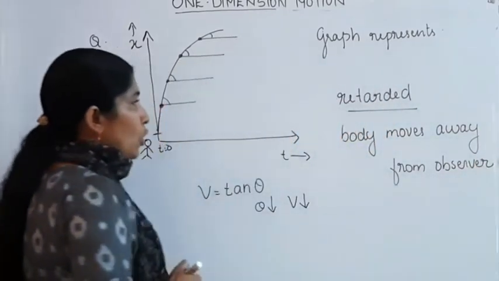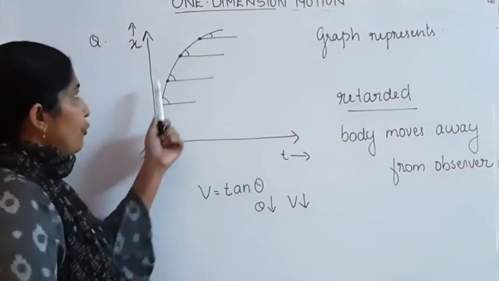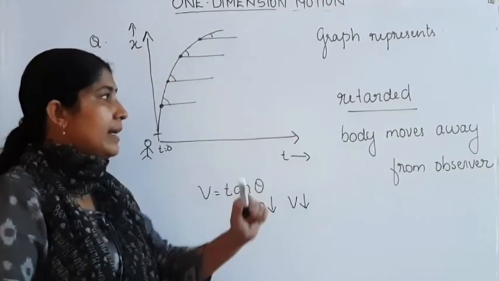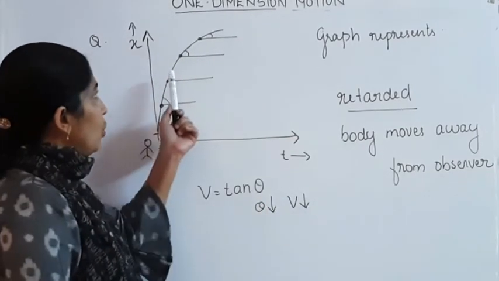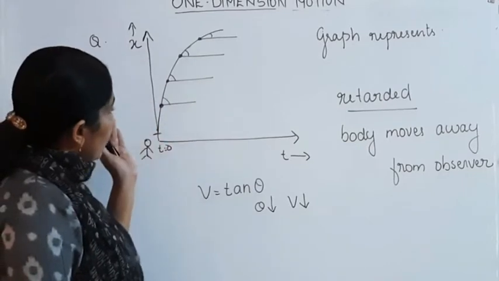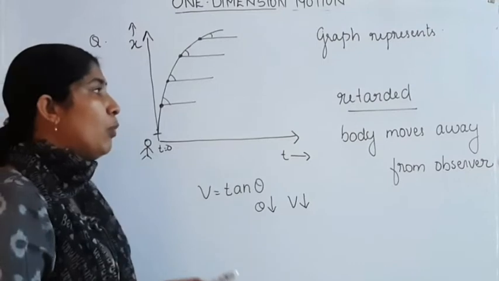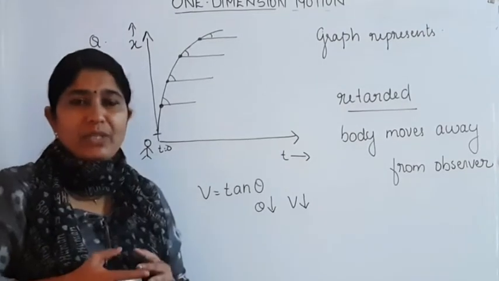Okay, these are the two observations. Velocity of the body decreases. Velocity decreases means it is retarded motion, and the position of the body moves away from the observer. So, we can say that body moves away from the observer.